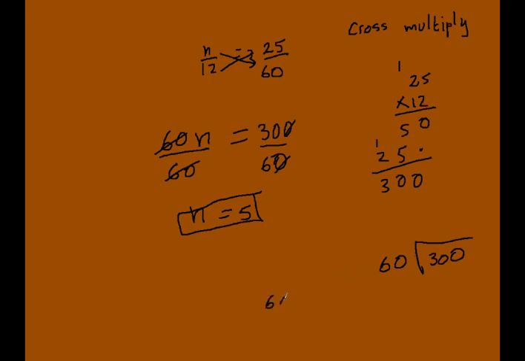Because again, you can check that 60 times 5 is 5 times 0 is 0, 5 times 6 is 30. That 60 goes into 300 5 times. So 5 times 60 is 300. And then you get a remainder of 0. So n equals 5, like we say here.